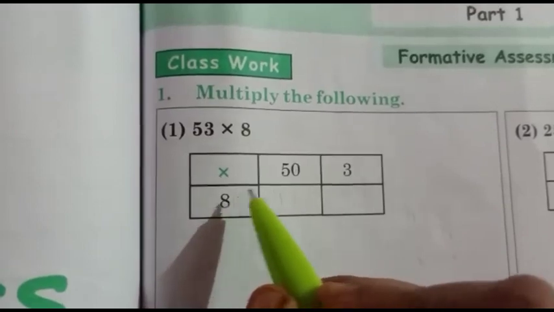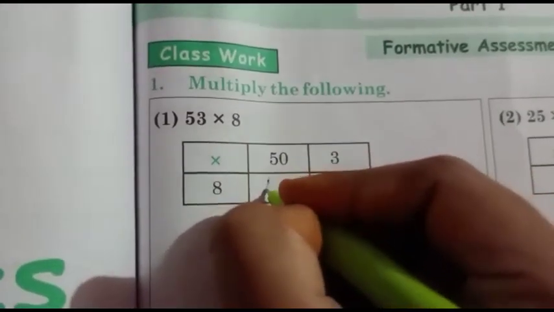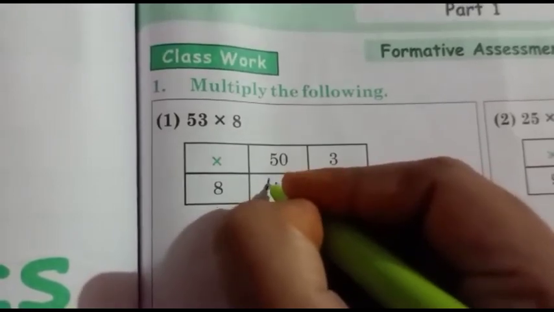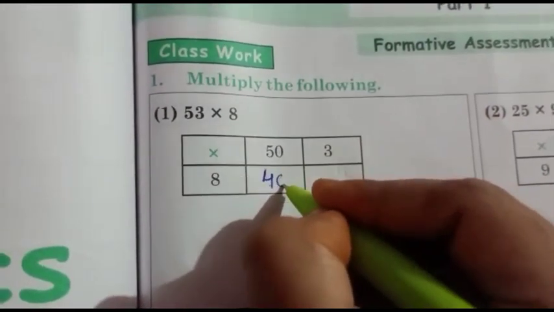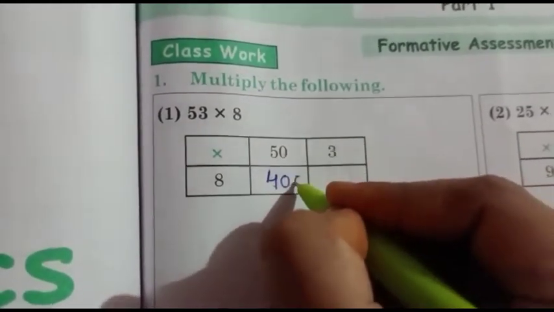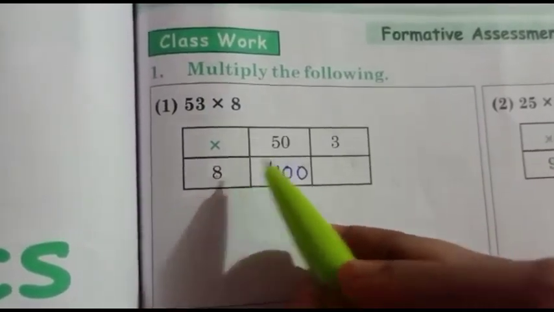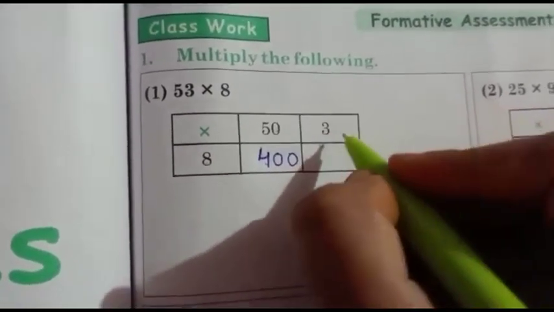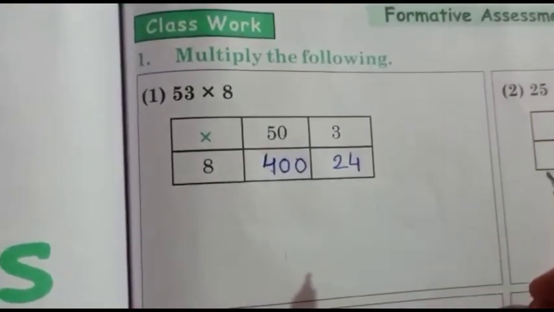Now students, 8 5s is 40. So you will write 40 and this plus this 10. So you will write it as 400. Okay, and then 8 3s are 24. It is 8 3s is 24.